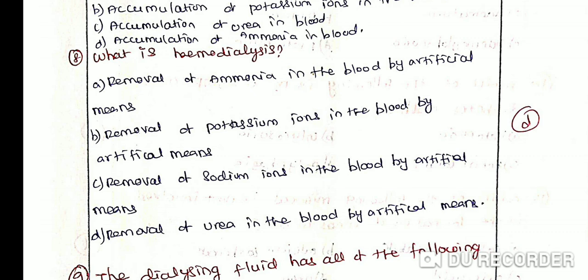Explanation: urea from blood can be removed by artificial means if a person is not able to excrete urea. It is removed by the process called hemodialysis, in which blood is drained from a convenient artery into the dialysing unit called an artificial kidney.